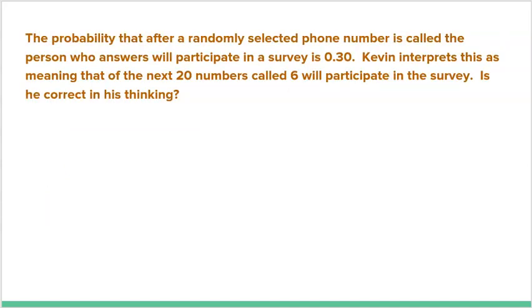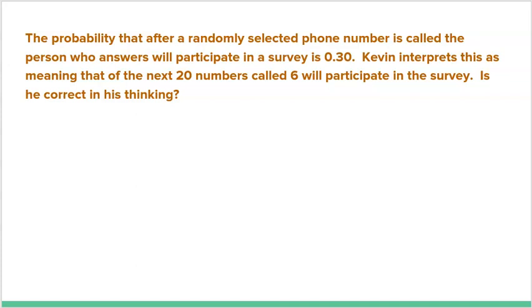All right. The probability that after a randomly selected phone number is called, the person who answers will participate in a survey is 30%, 0.30. So when a random phone number is called, there's a 30% chance that the person will answer the survey. Kevin interprets this as meaning that of the next 20 numbers, 6 will participate in the survey. Is he correct in his thinking?